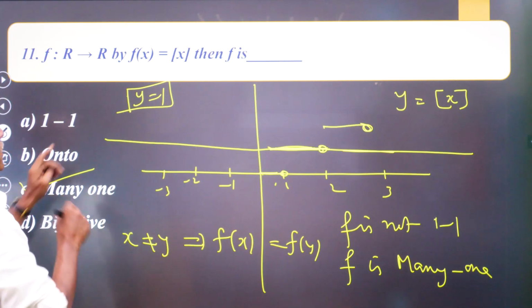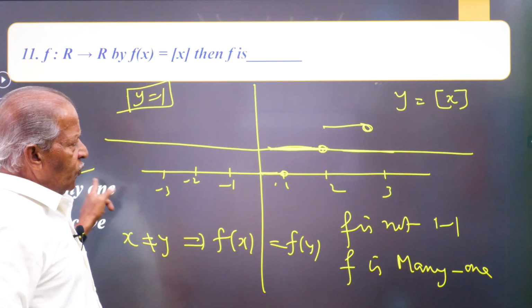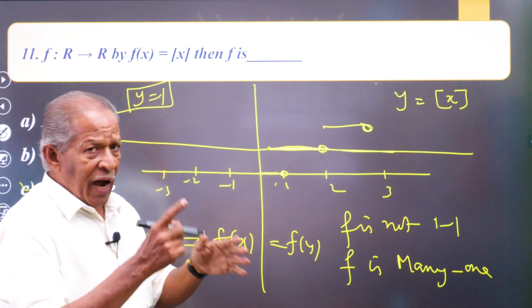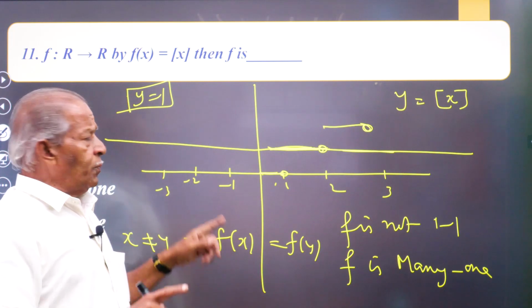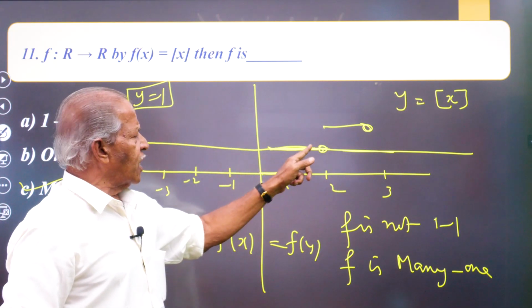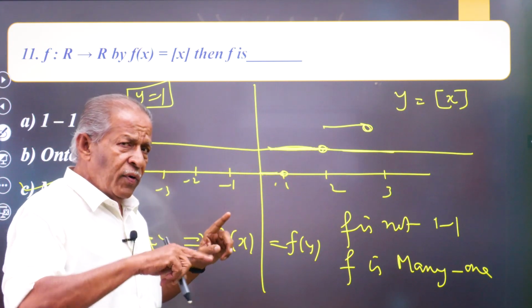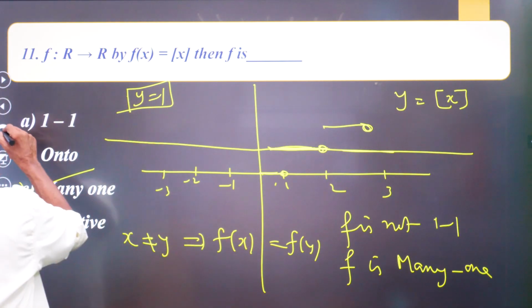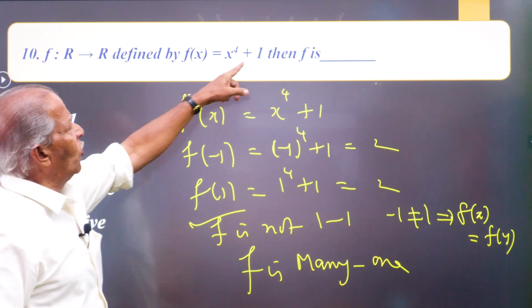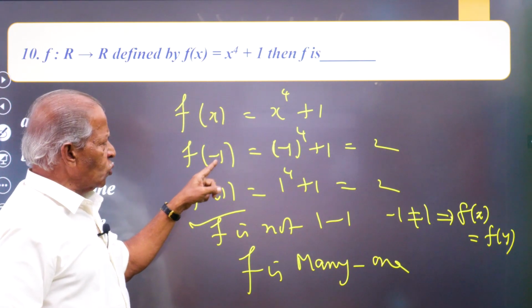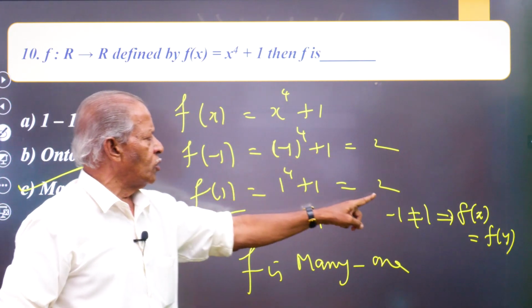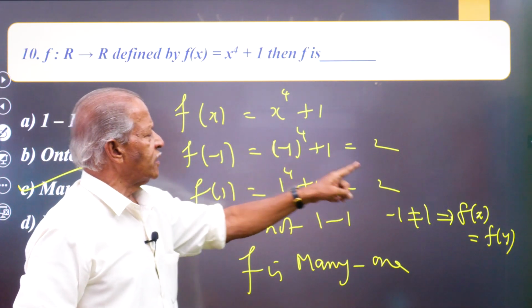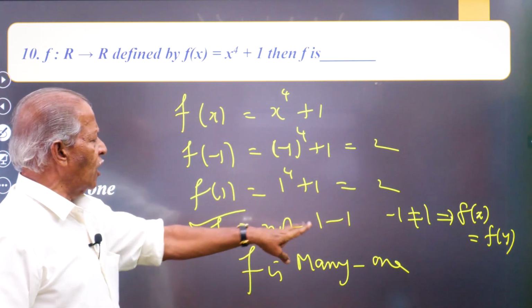The next one, that is a greatest integer function. If you draw the greatest integer function, and at the same time draw a straight line parallel to x-axis, it cuts the curve at more than 1 point. Whenever it cuts at more than 1 point, automatically 1-1 failure. And the next one, x power 4 plus 1, f of minus 1 equal to 2, f of plus 1 equal to 2. Minus 1 and 1 have the same image, therefore it is not 1-1.